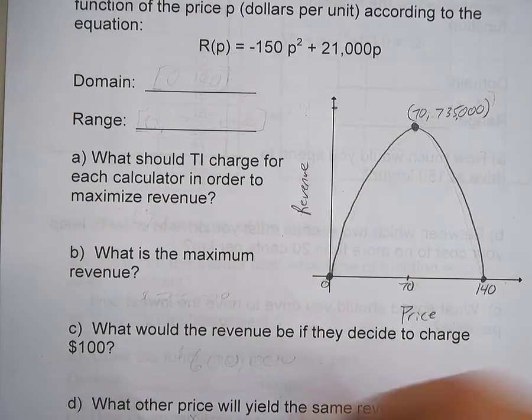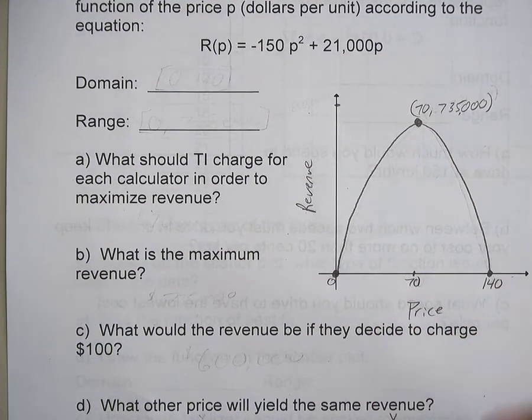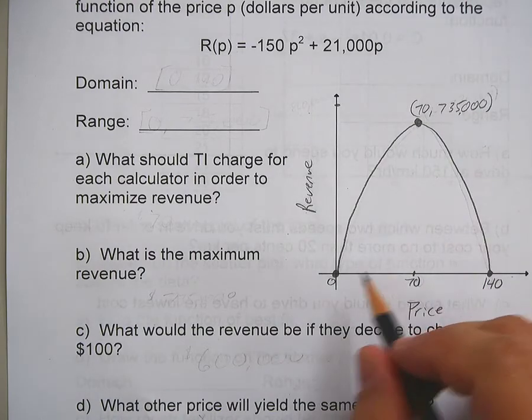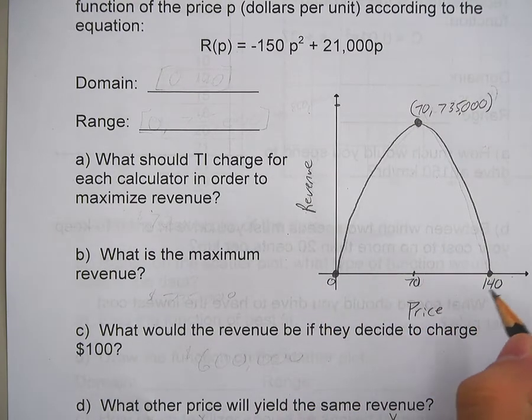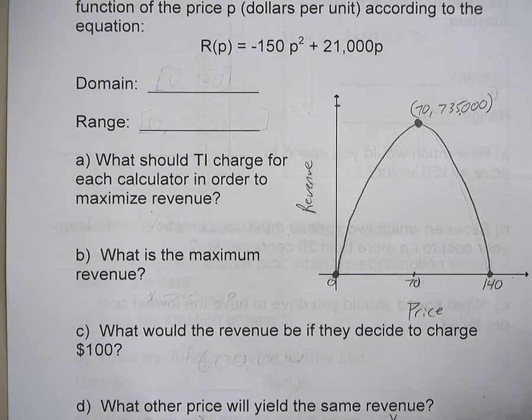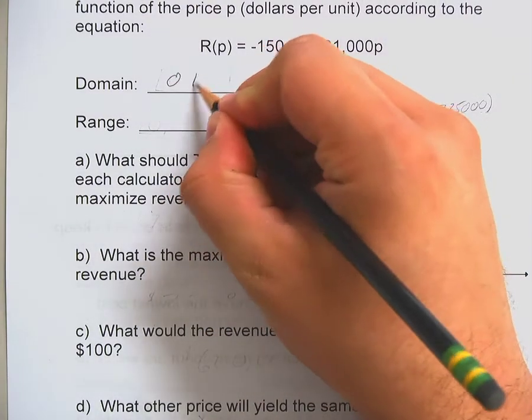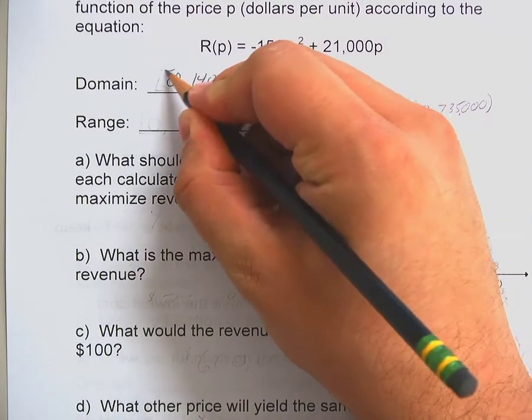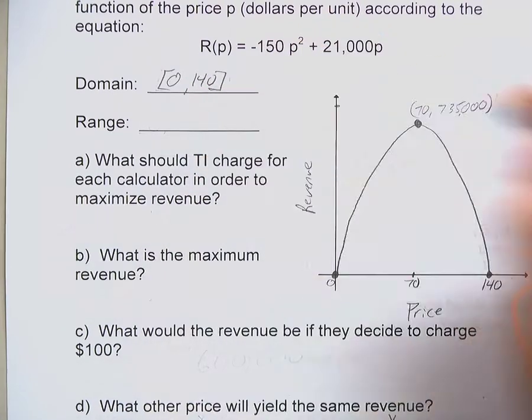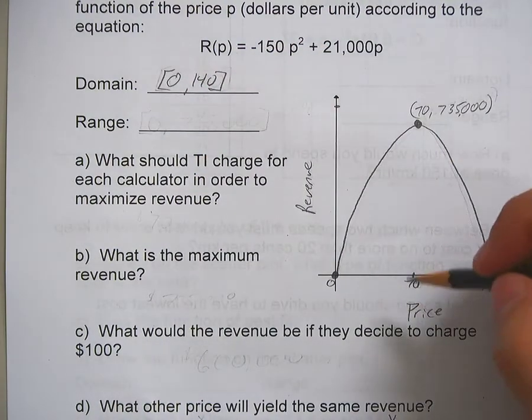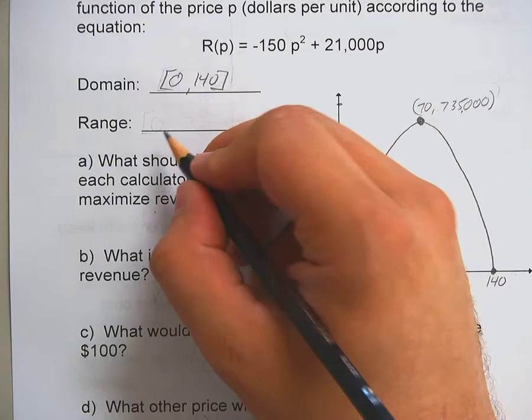My domain goes from 0 to 140. I can't give money away, so I'm not going to have a negative price. I also can't charge more than 140 because I'm not making any money. So it's 0 to 140. It touches both of them. Range is 0 to 735,000.